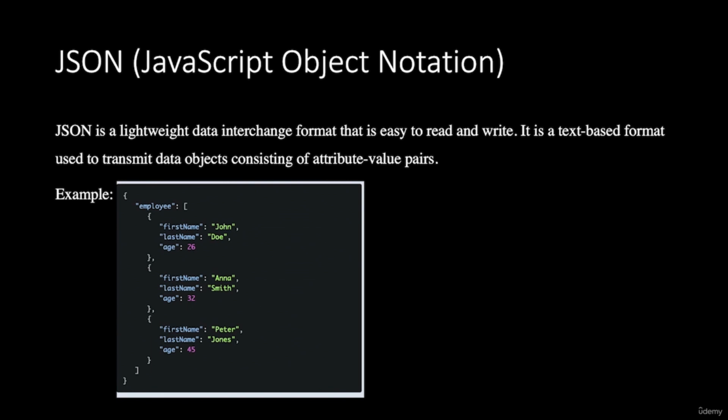JSON, or JavaScript Object Notation, is a lightweight data interchange format that's easy to read and write. It's a text-based format used to transmit data objects consisting of attribute-value pairs. So here is an example of employee data in JSON format with the first name, last name, and age attributes. As you can see, this particular JSON is an employee, which essentially has a list of employees.